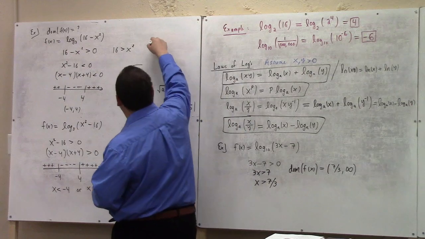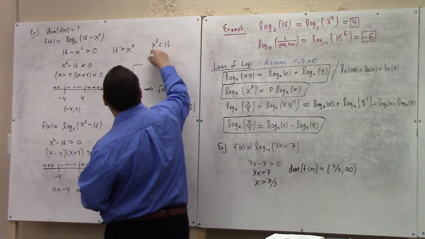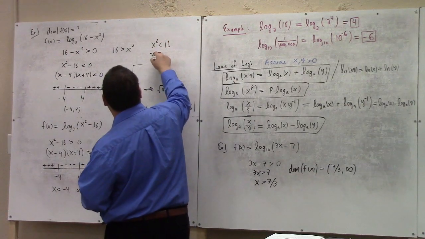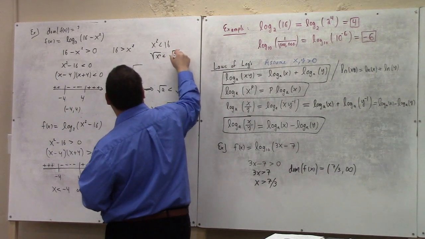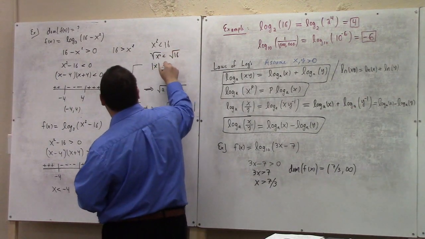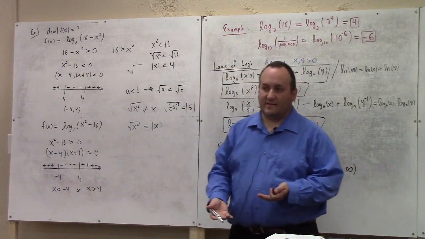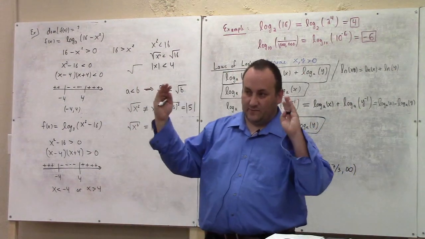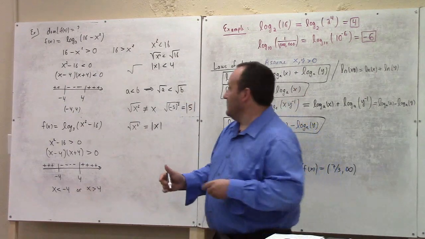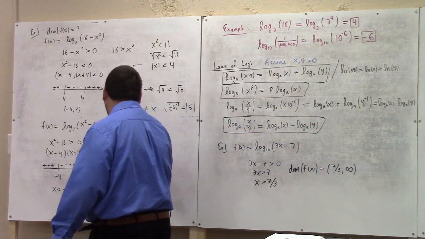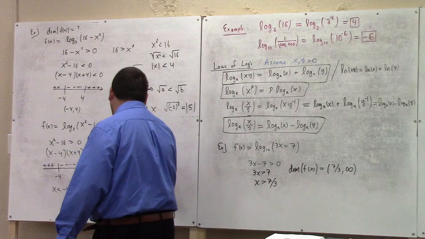So, okay, x squared is less than 16, right? So that says that the square root of x squared is less than the square root of 16. Well, that says that the absolute value of x is less than 4. And it happens that absolute value of x less than 4 has solution minus 4 to 4. Fine. But when we have x squared greater than 16, we take the square root.